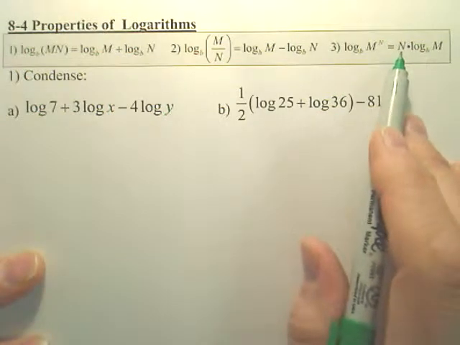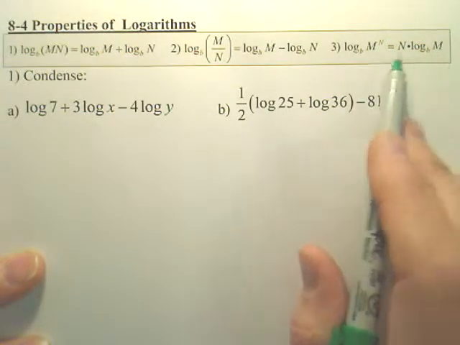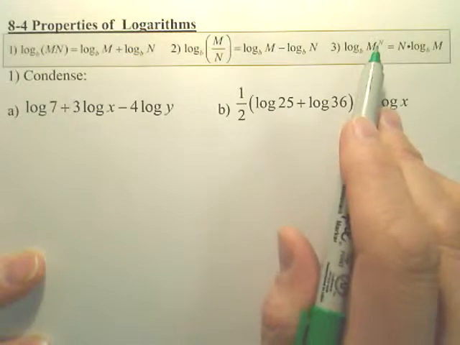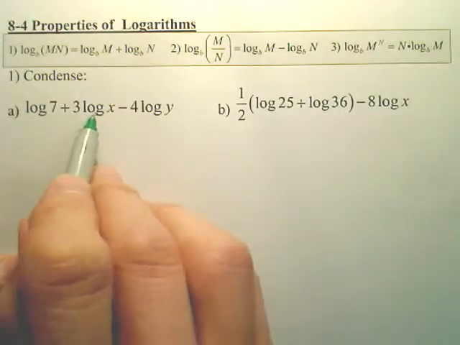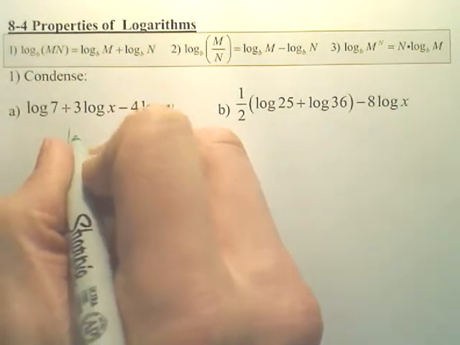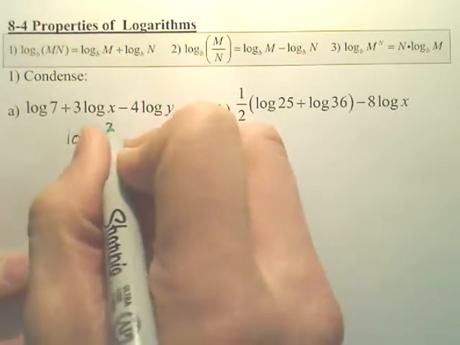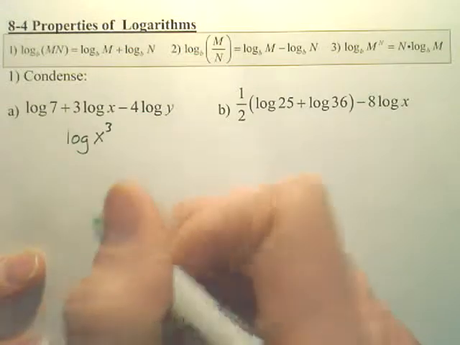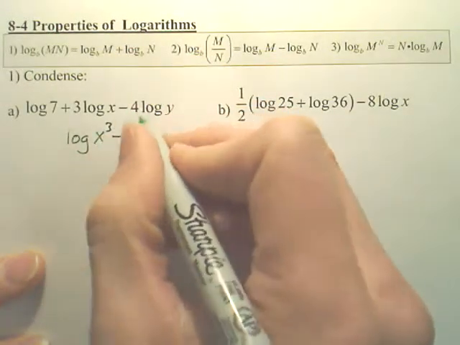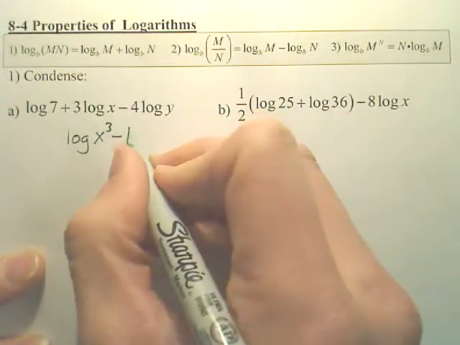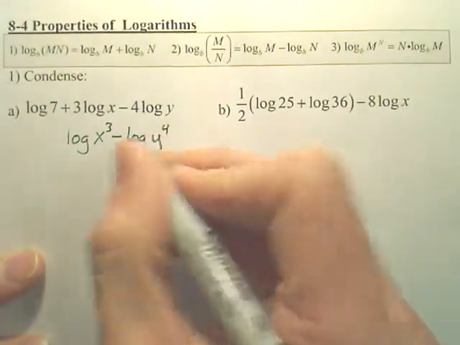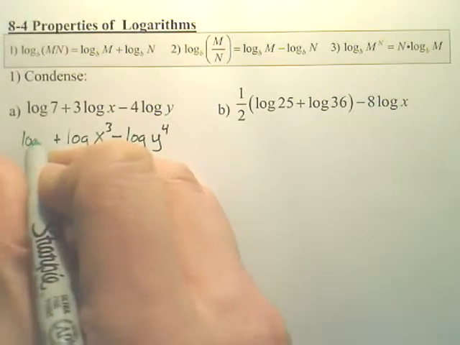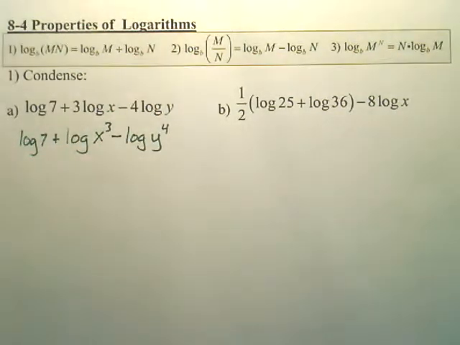So, for this particular problem, the first step is look at number 3. Anytime you see a number in front, you want to bring it up to a power. Is there a number in front of this one? No. Is there a number in front of this one? Yes. So this is going to be log x to the third. Now, minus, this 4 can jump up. This is going to be log y to the what? Fourth. And just put log 7 here. So all the powers have been expanded up.